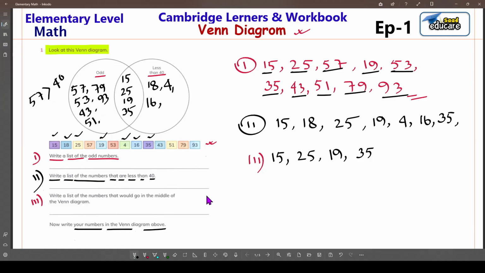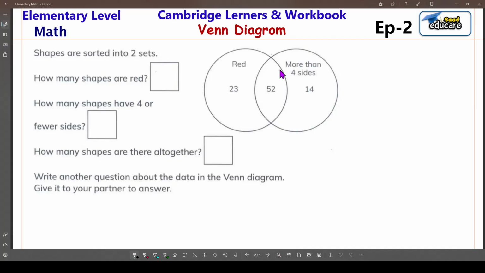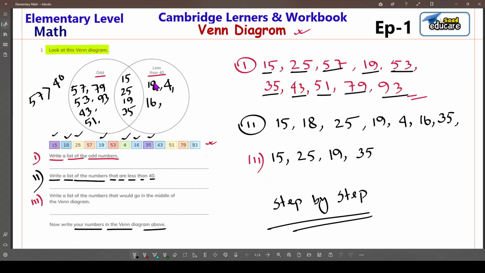Once you solve these kinds of Venn diagrams step by step, you have a good chance to get 100% marks, right? So no more today. Next video, or this week, we will discuss Venn diagrams more deeply. In the next video we will see another type of Venn diagram. This video we discussed less than 40, and in that video we will discuss more than 4 sides.